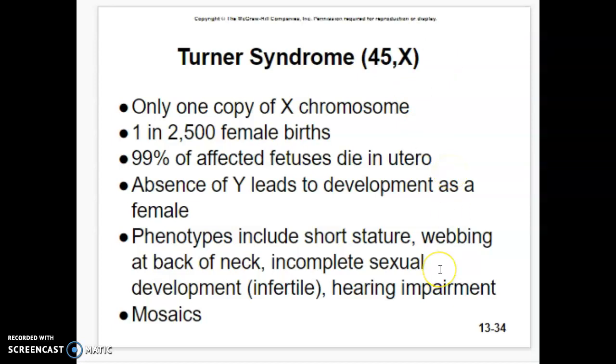Phenotypes generally short stature. They get this webbing on the back of the neck. They don't go through complete sexual development. They're not fertile. Some hearing impairment. They can have some issues. You get mosaic still because females still want to turn off an X chromosome, so it might turn off that X even though it's the only one it has.